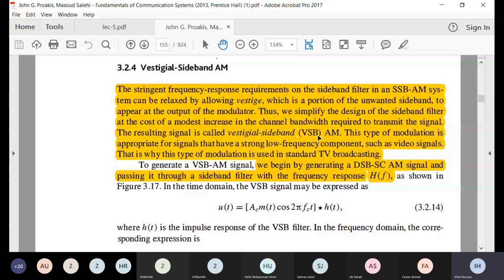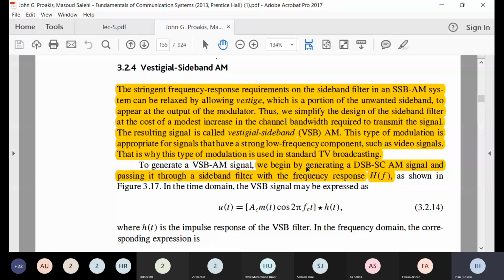This is actually done especially for video signals which have strong low frequency content. And this is used in standard TV broadcast, so that you do not require these sharp filters, as well as you are able to send the low frequency components without any cutoff. Let us say if it is upper sideband signal, you will be sending the upper sideband along with a small portion of the LSB or the lower sideband.